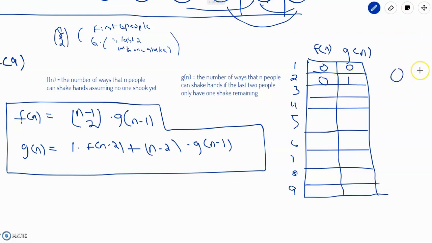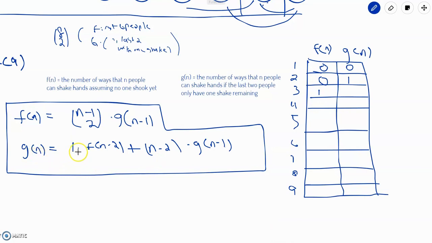And g of 2 is 1, because when we have 2 people, if they already shook once with someone else, they'll have to shake together, and that only happens in one possible way. So now we can use our formula for the rest of these. So f of 3 is equal to 2 choose 2 times g of 2. That's equal to 1, because g of n minus 1 when n equals 3 is 1, times 2 choose 2 is just 1.